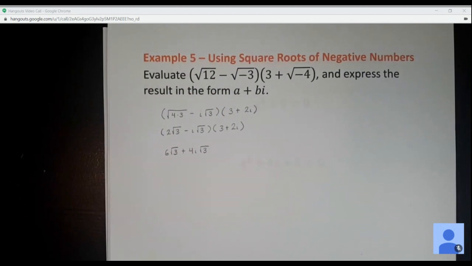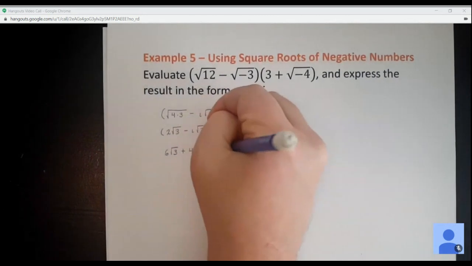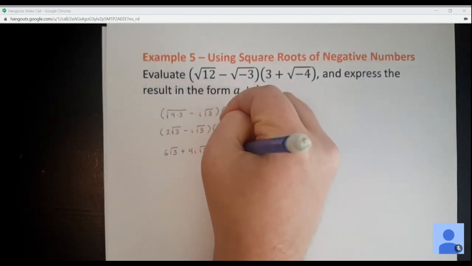Okay. Now we're going to do our inner terms. So what are we going to get when we multiply our inner terms? Good. Minus 3i times the square root.